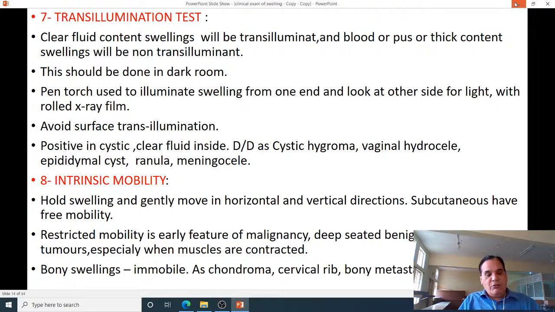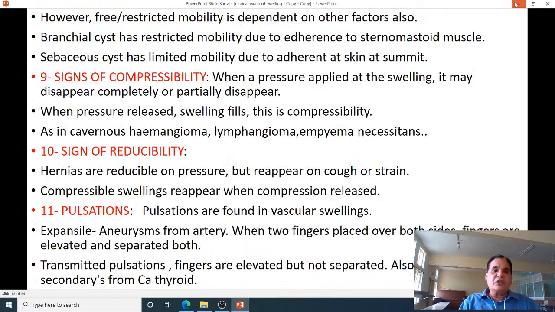Bony swelling is immobile. Chondroma, cervical rib, bony metastasis, they are immobile swellings. Okay, diagnosis is coming. Restricted mobility is there because of some adhesions. Sebaceous cyst has a limited mobility, though it is subcutaneous. Why is it limited mobility? Because it is adherent to the skin at the summit.